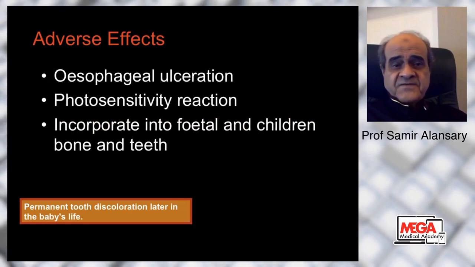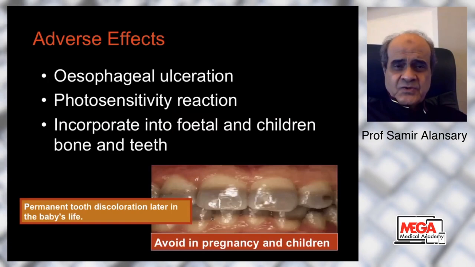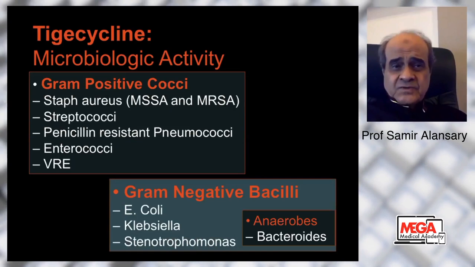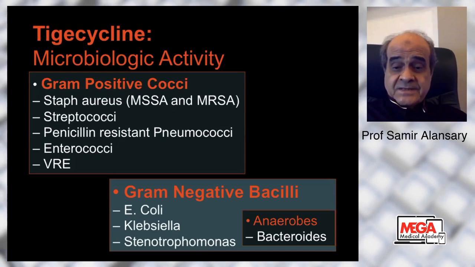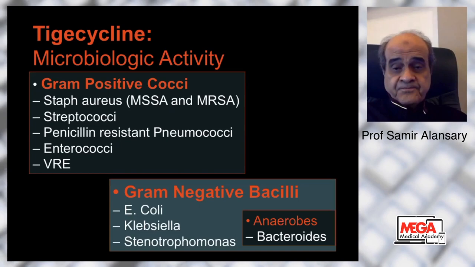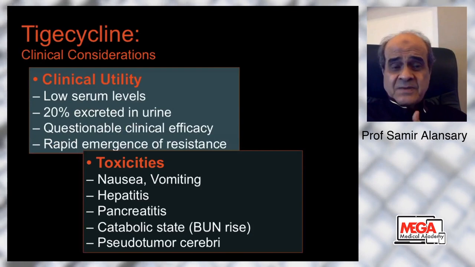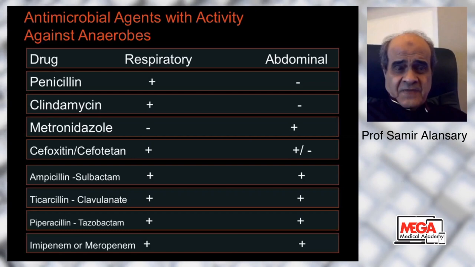Adverse effects, you know: permanent discoloration of the teeth and bone of the baby, so do not use in pregnancy. Tigecycline, I think most of you are using it. It covers gram-positive and gram-negative organisms, but take care; it is specific for VRE, vancomycin-resistant enterococci, and it can cover E. coli, Klebsiella, Stenotrophomonas, and also bacteroides, but it may cause some pancreatitis or hepatitis, and it also has some catabolic effect.